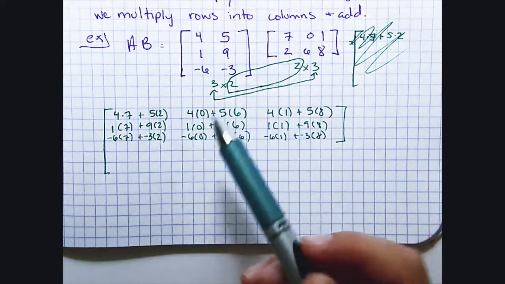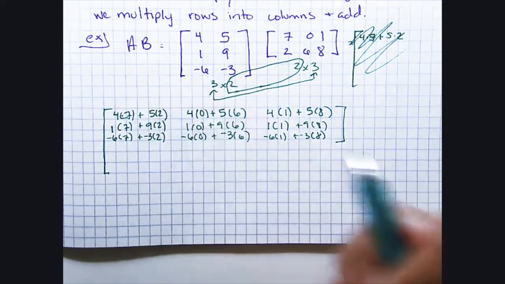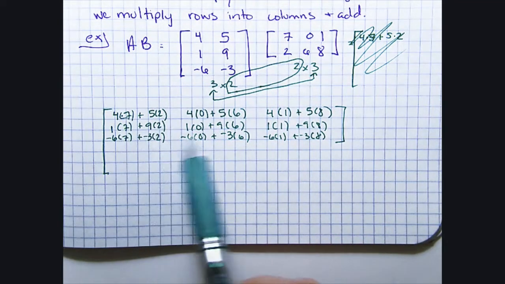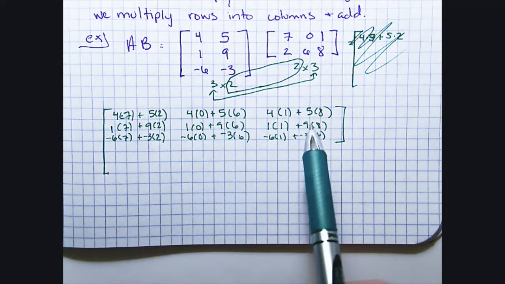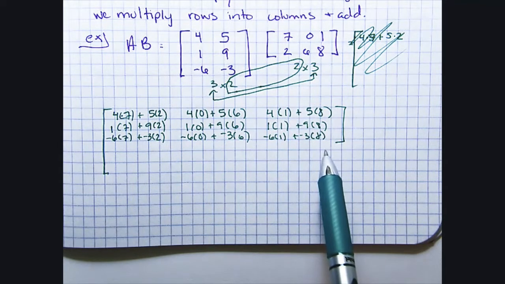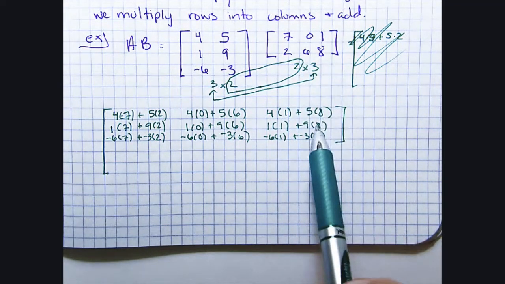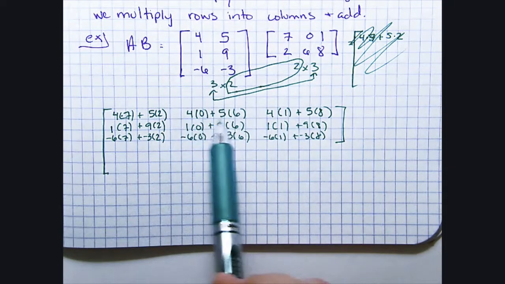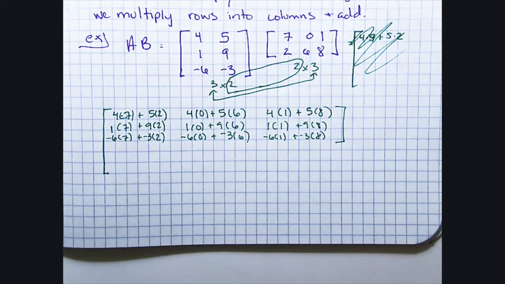And if you look, you'll notice 7 2, 7 2, 7 2, 0 6, 0 6, 0 6, 1 8, 1 8, 1 8. This is column 3. This is in column 3. And then row 1: 4 5, 4 5, 4 5, 1 9, 1 9, 1 9. So they all match up.